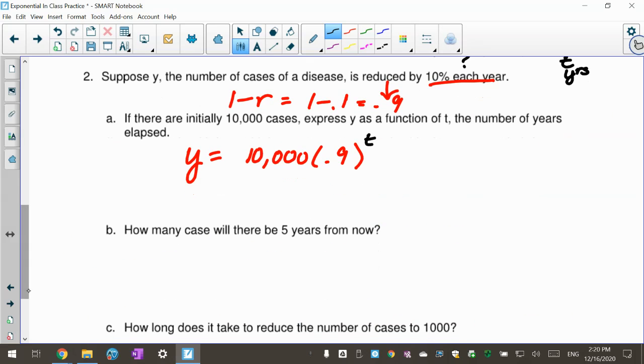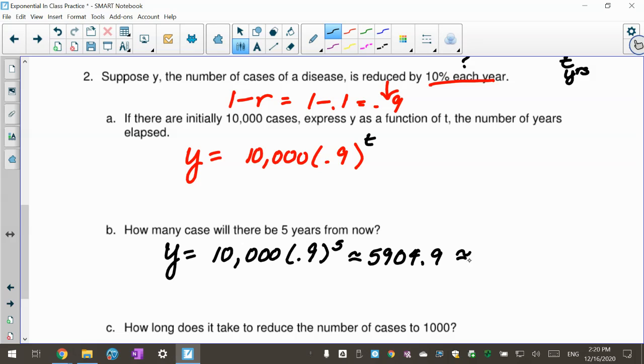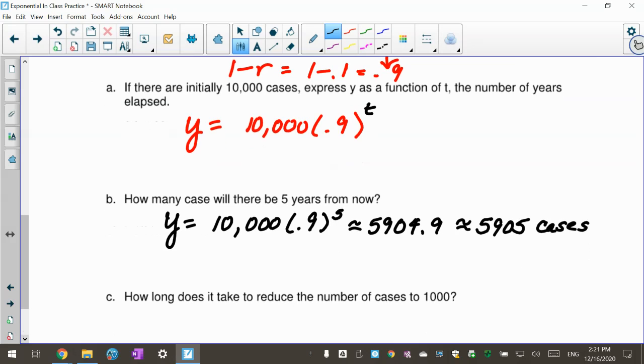Then it says, how many cases will there be 5 years from now? So I'm going to plug in a 5. And remember, this is decreasing, so the number should be less than 10,000, and it comes out to be 5,904.9, which is roughly 5,905 cases. You can go up or down, because cases are people, so I don't mind if you round up or down, just as long as you don't leave it like that, because we're talking about people, and that's kind of yuck if you have part of a person.